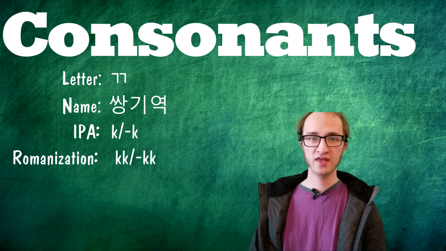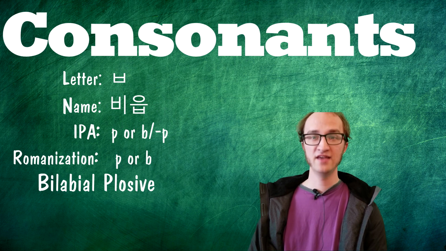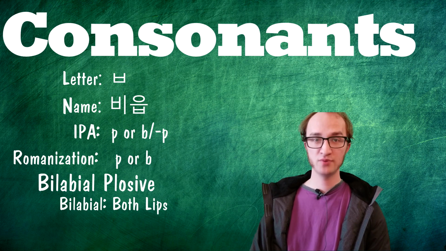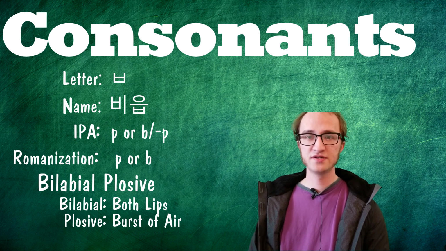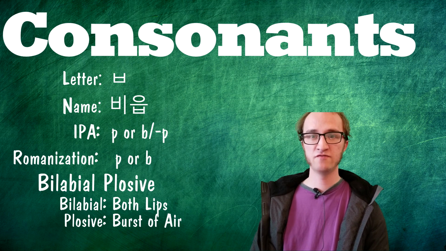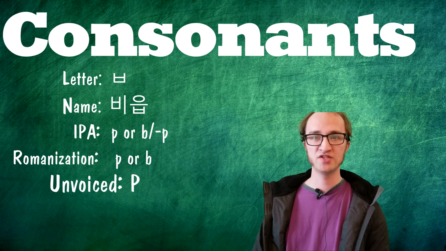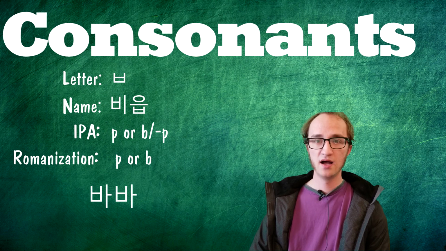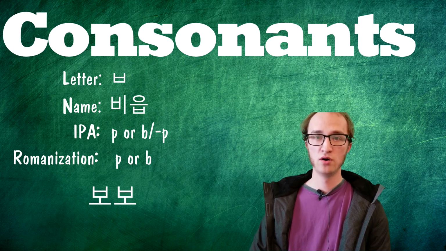The next one we are looking at is pyo. Pyo is a bilabial plosive. Bilabial means using both lips, and as we already said, plosive means building up air to explode. The unvoiced pronunciation and romanization of pyo is a P, and the voiced romanization and pronunciation is a B. So this would be paba. And this is pobo.